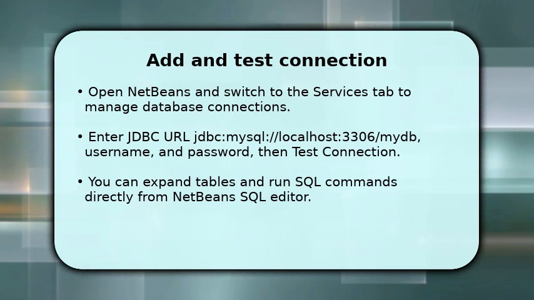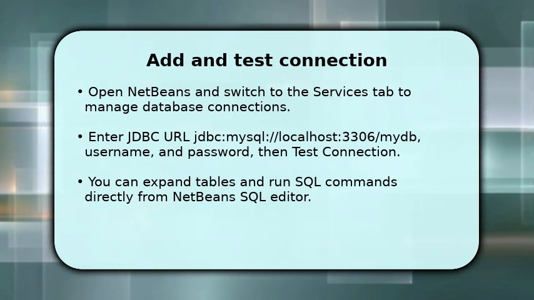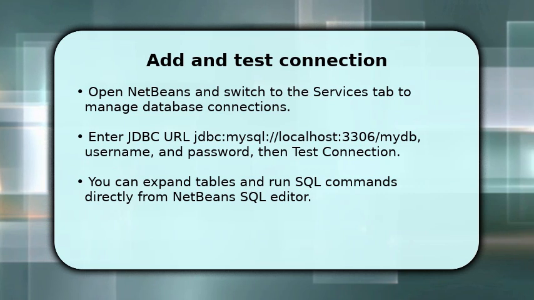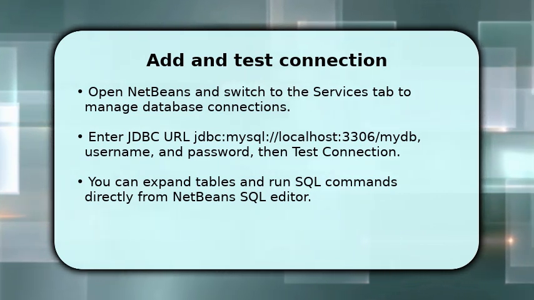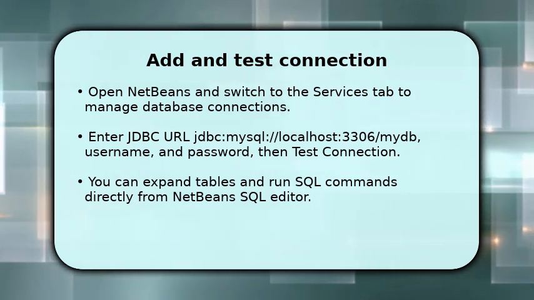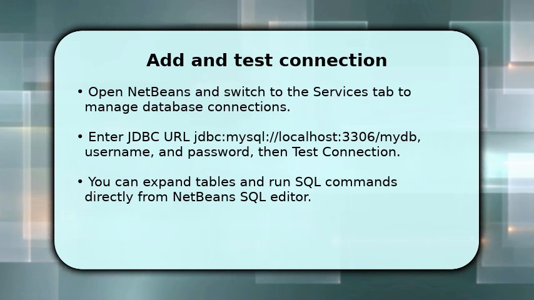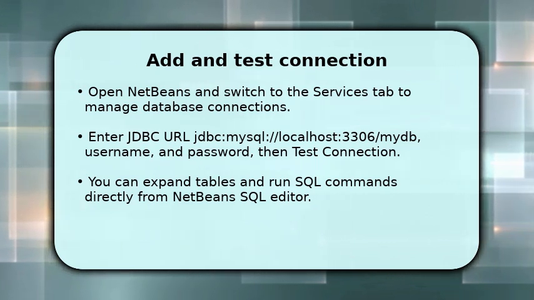Enter the JDBC URL jdbc:mysql://localhost:3306/mydb, username, and password, then test the connection. If the test succeeds, click Finish and the connection appears under the Databases node.